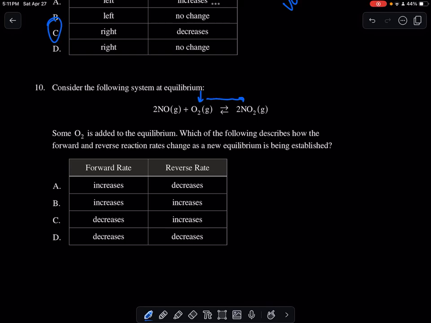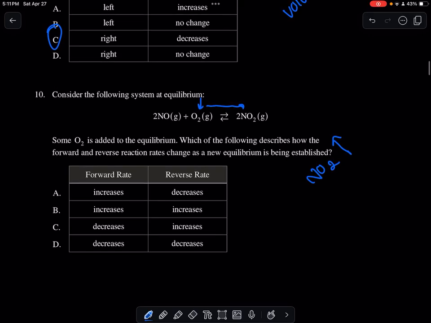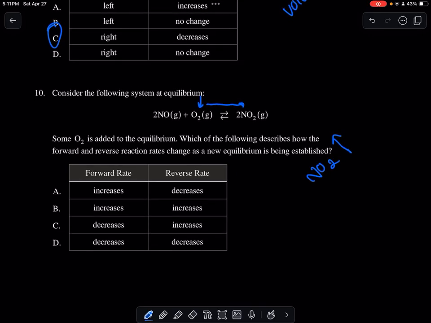So, initially, what's going to happen is we add oxygen, and we produce more NO2, so that increases. And so when you have more NO2, what will happen to your reaction rate? Well, your reaction rate for your reverse reaction will increase. So when you're establishing a new equilibrium, your reverse rate will increase and your forward rate will decrease to compensate.